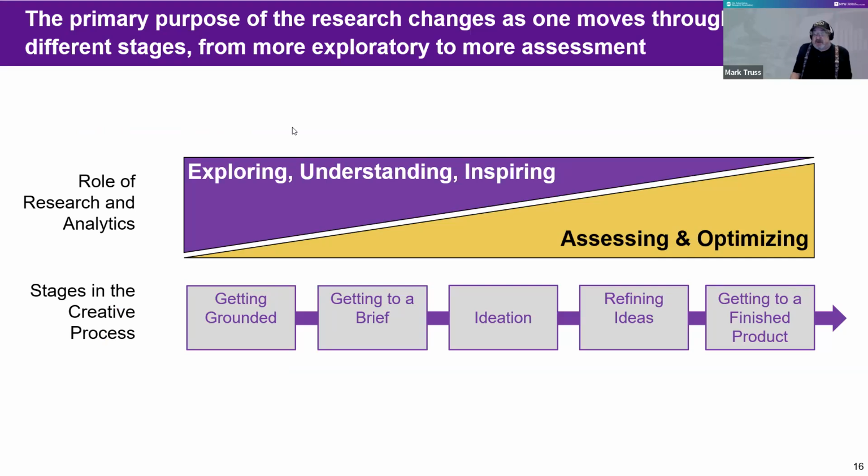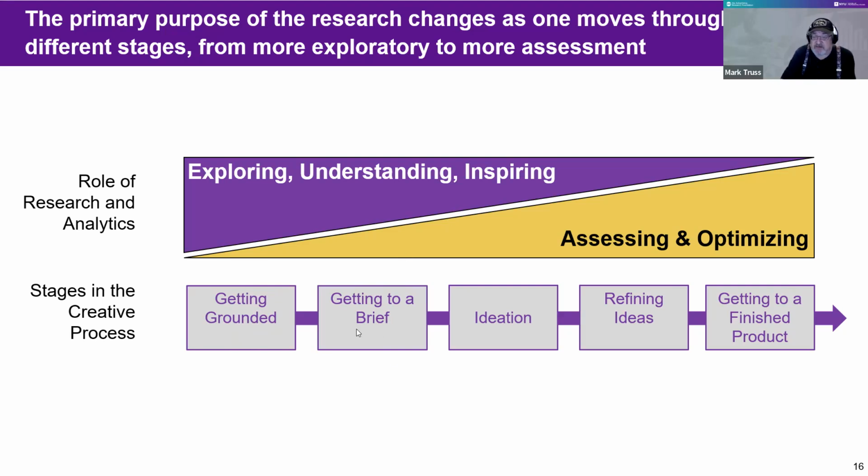If you look at it visually, and we look across here, the stages in the creative process. So this getting grounded is understanding a lot of those foundational elements I was just talking about. Who's the audience? What are the segments? What motivates them? What's happening in culture? And all of that informs a brief. Maybe before we get to the brief, we're also testing messages and whatever.